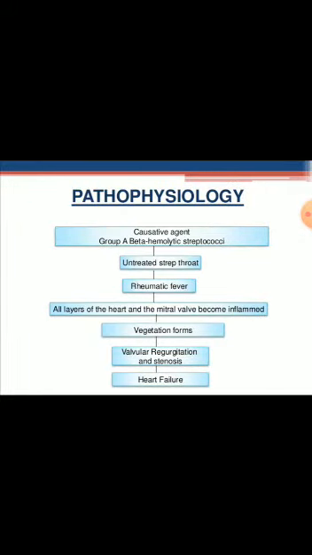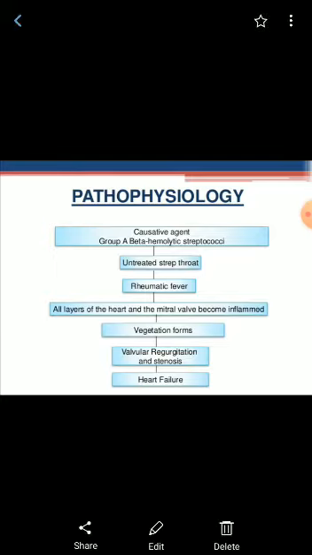Okay, we will see the pathophysiology of this rheumatic heart disease. There is a causative agent, basically the group A beta hemolytic streptococci, that causes the throat infection, the pharyngeal infection, and when that untreated throat infection carries on, it causes rheumatic fever, and when that rheumatic fever is prolonged, it causes damage to the various connective tissues, the heart, joints and skin, and after that it affects all the layers of the heart, and the mitral valve becomes inflamed.